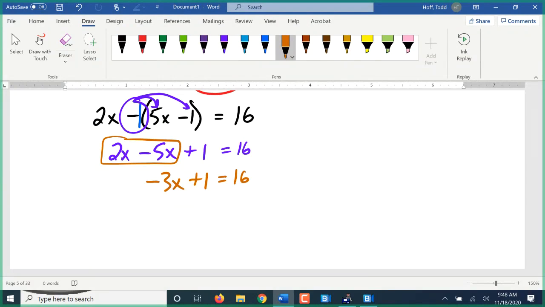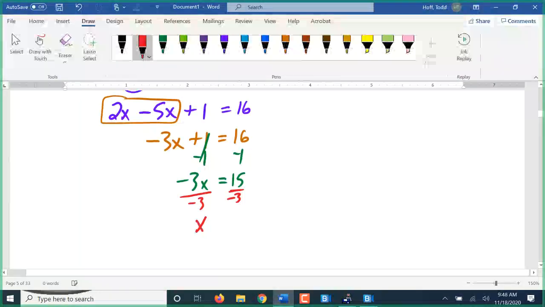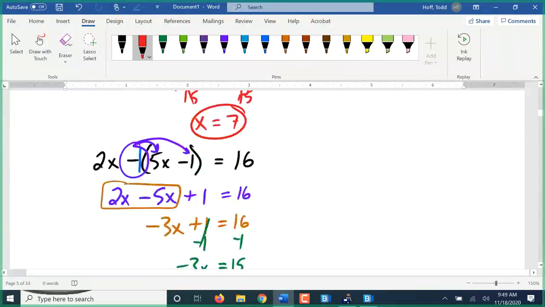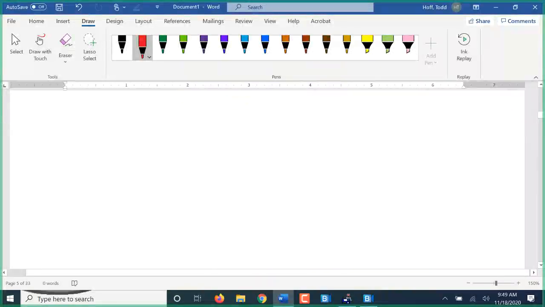Now we've combined what we can combine. The variables on one side. We're ready to solve. So we'll subtract 1. Negative 3x equals 16 minus 1 is 15. And I can divide by negative 3. I get x equals 15 divided by negative 3 is negative 5. So I had to be careful with that negative in front of the parentheses. Now we can have multiple parentheses within a problem.